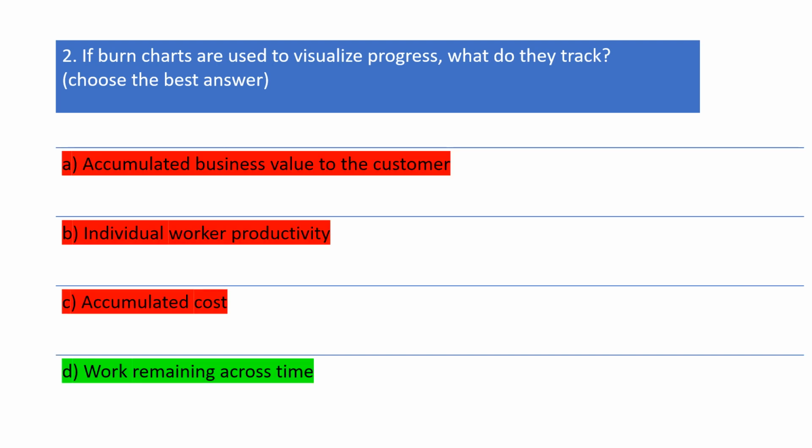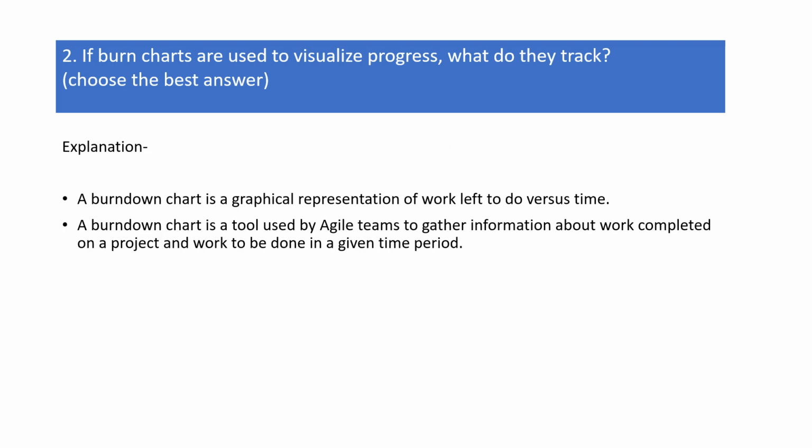You can see the right answer on the screen. It is option D. Let us see why the answer is option D. A burn-down chart is a graphical representation of work left to do versus time. A burn-down chart is a tool used by agile teams to gather information about work completed on a project and work to be done in a given time period.